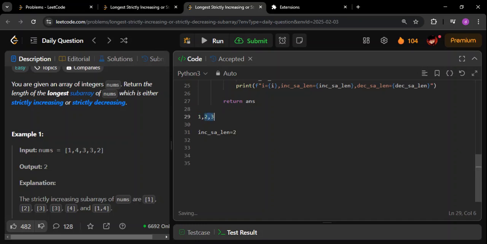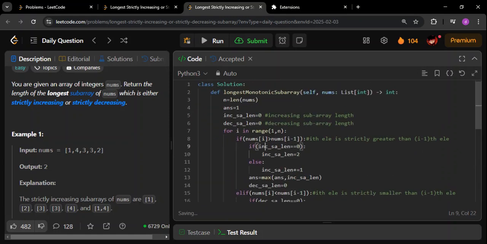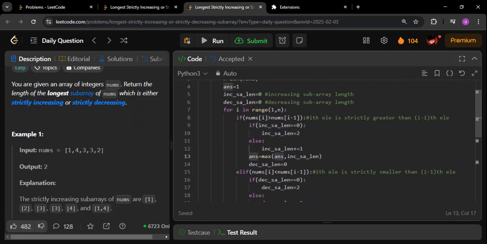Now I will compare 2 and 3. Since this property is again being satisfied, I will just do a plus 1 here. Why? Since these two are already considered, only 3 is the new element. Remember, 2 is already processed with 1, so 3 is the only new element, and we just add 1 to it. If this value is not 0, we just do a plus 1. If this value is 0, we have to do a plus 2. As simple as that, right? Now, answer is equal to the max of any previous answer and the current increasing subarray length.